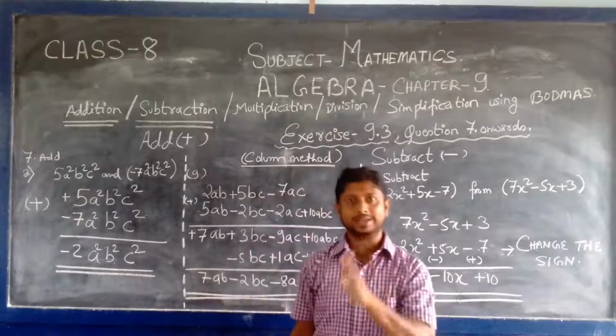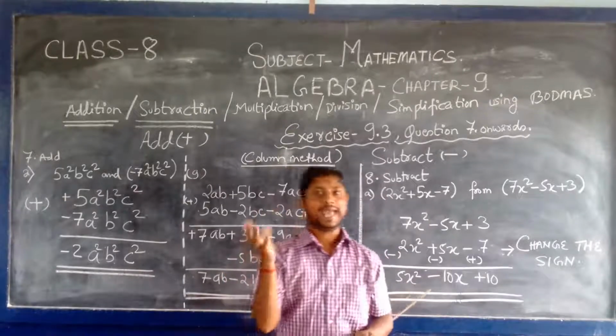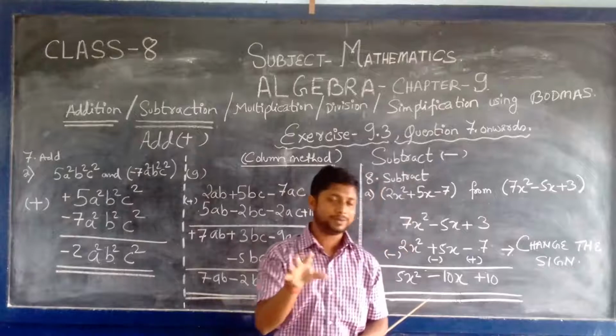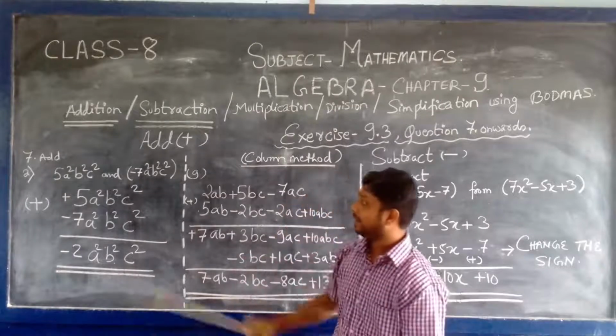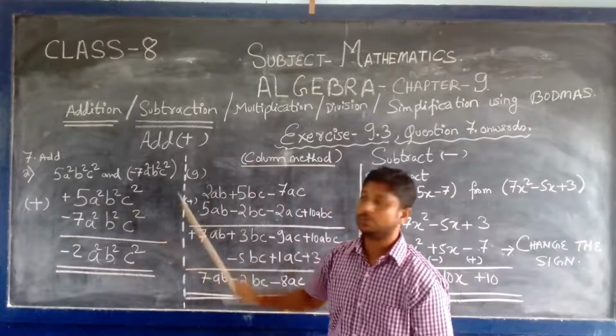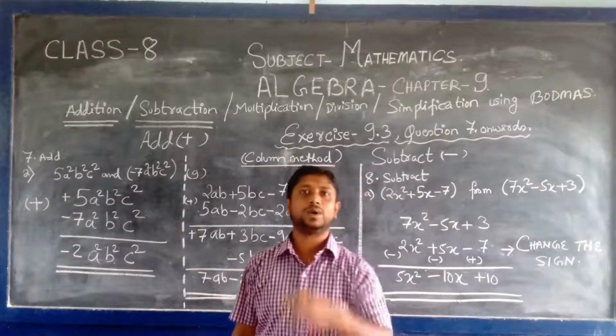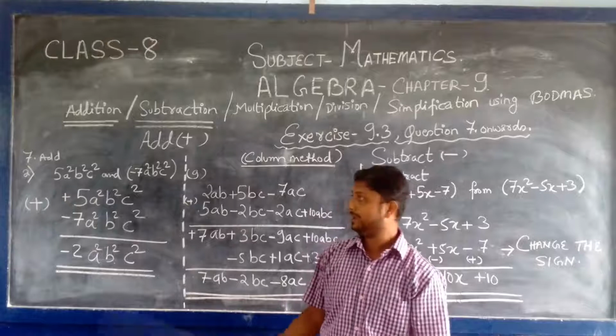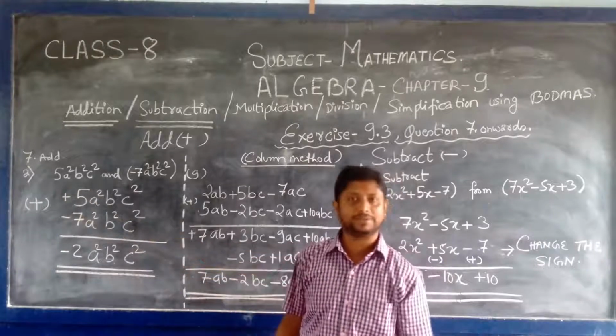Okay. Now here in algebra we shall be adding numbers, but we have numbers with alphabets. So what is to be done with the alphabets? Alphabets are to be grouped together. If you see this first example, it will be very clear.